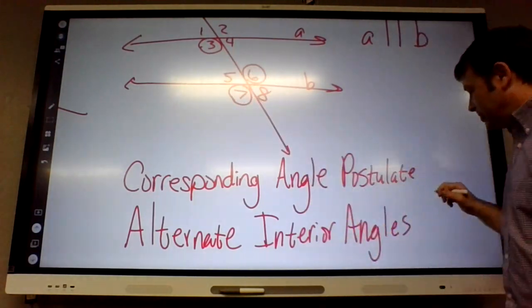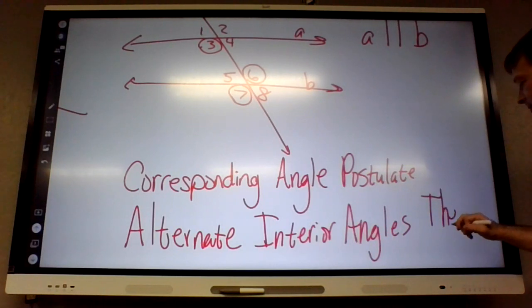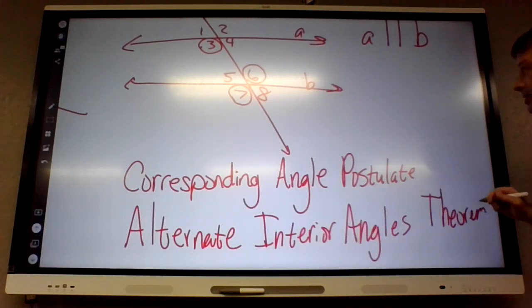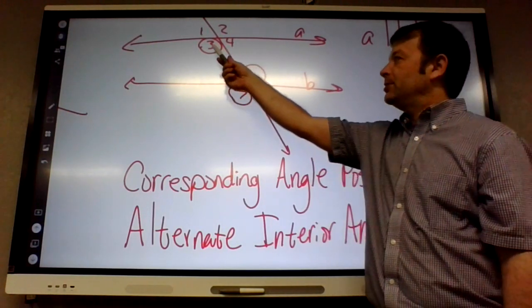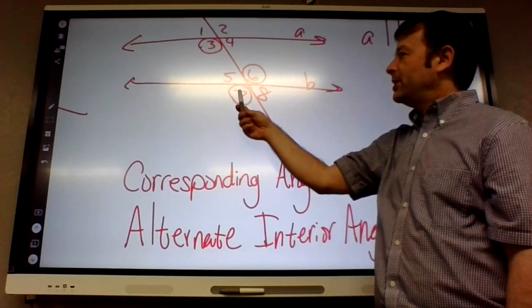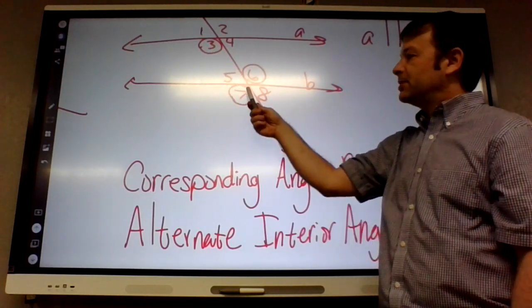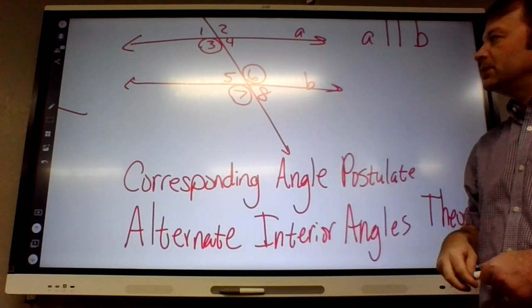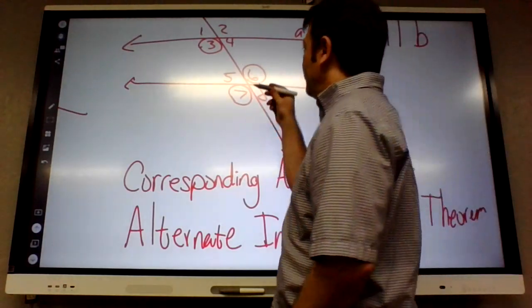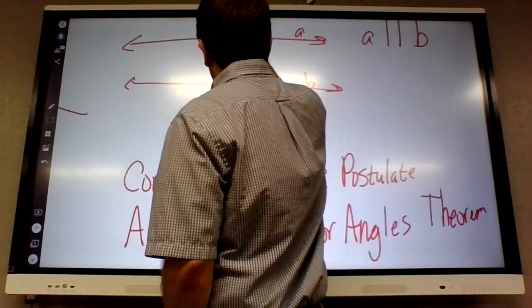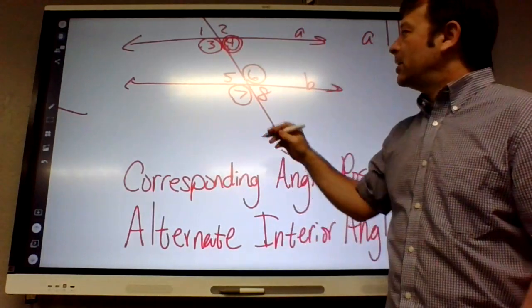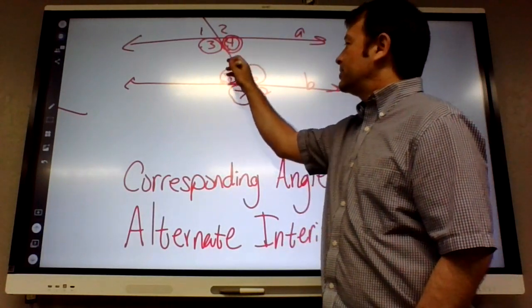Now that would be a theorem. Why would this one be a theorem instead of a postulate? Because we proved it's true using corresponding angles and vertical angles. So we proved it is true using other things. So what would angle 4 have to be the same thing as? Angle 5. Those are also alternate interior angles.